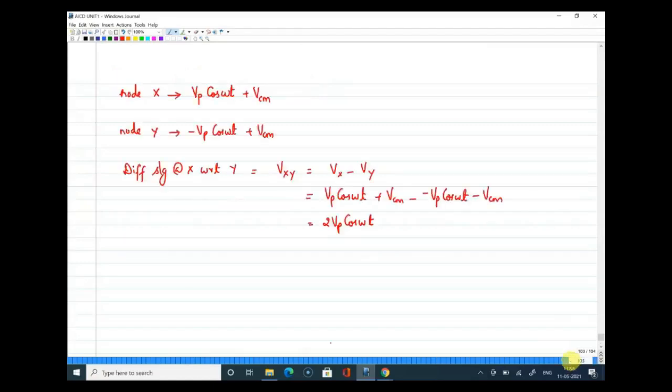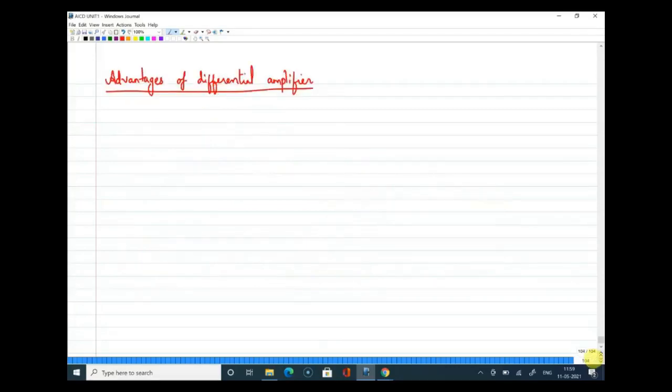One thing I forgot to mention here is that your signals were swinging on VCM, as Vp cos omega t and minus Vp cos omega t. So when you measure the voltage, the common mode voltage actually goes to a zero level, because the VCM and VCM are getting cancelled. So let us see how it will reduce the noise in the common mode signal.